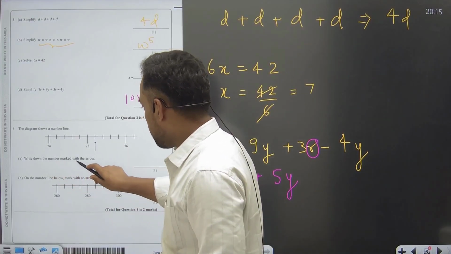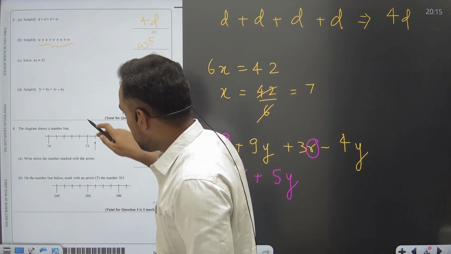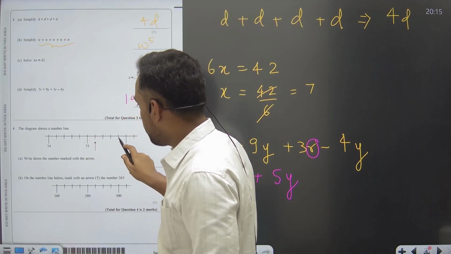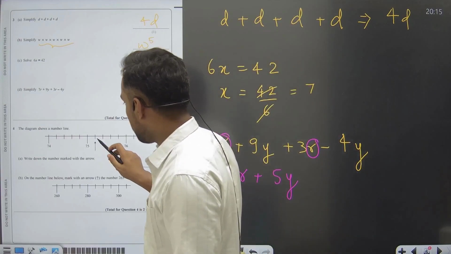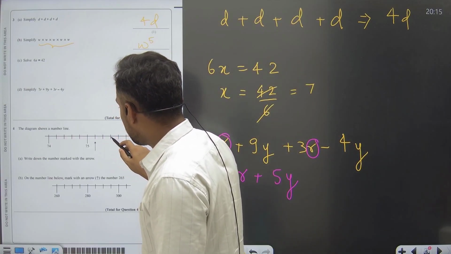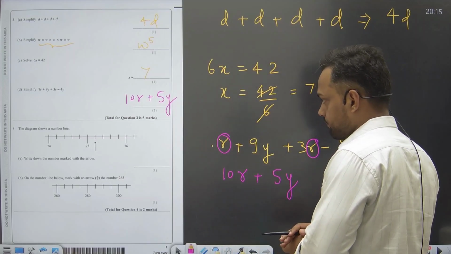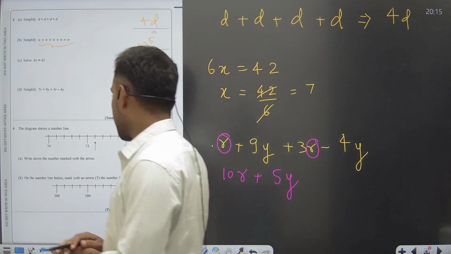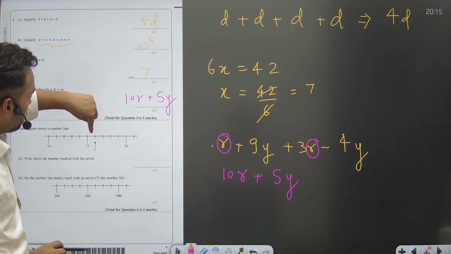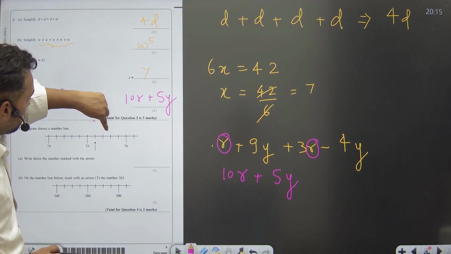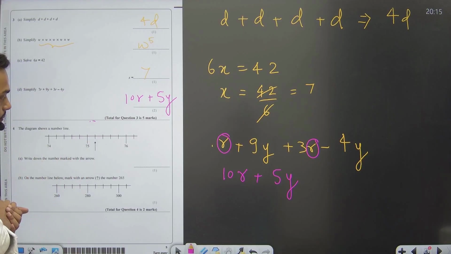Write down the number marked with the arrow. What we need to do here, students, is find out how many divisions there are. If I say 1, 2, 3, 4, 4 divisions are present.